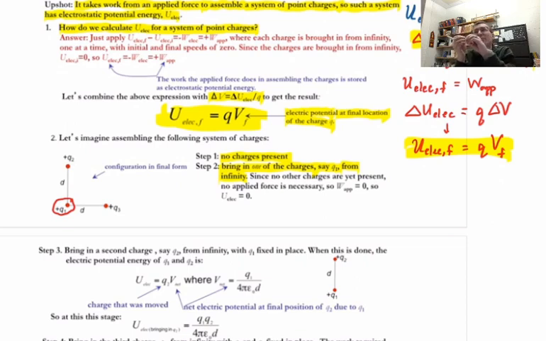Yes, I have to speed it up from rest and slow it down to stop it, but there's nothing continually tugging on it that I have to overcome. So I don't have to do any net work to get this first charge in, right? Since no other charges are yet present to be tugging on particle 1, I don't need any net work to do it. W applied is 0.